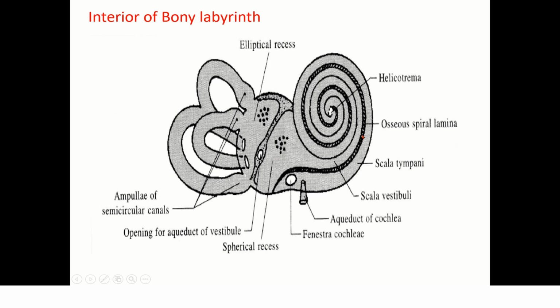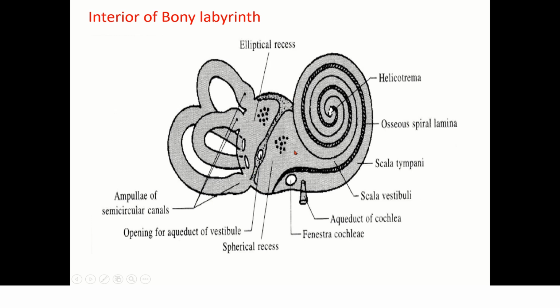Now if you trace this, you can see a small opening through which the scala tympani and scala vestibuli communicate near the cupula, that is called the helicotrema. If you observe, the scala vestibuli is continuing with the vestibule, whereas the scala tympani is closed. Close to the basal turn, the scala tympani presents an opening, the fenestra cochleae, which is closed by the secondary tympanic membrane, and you can also see the aqueduct of cochlea through which the perilymph communicates with the cerebrospinal fluid in the subarachnoid space.